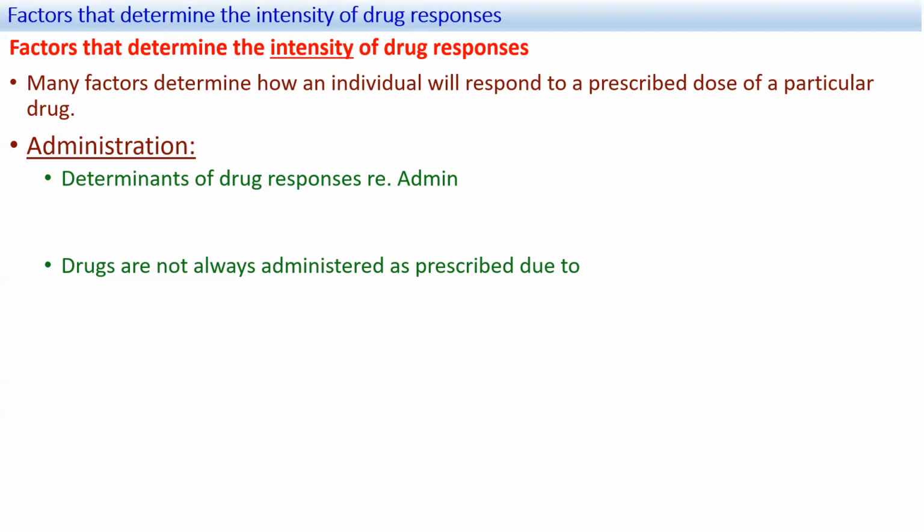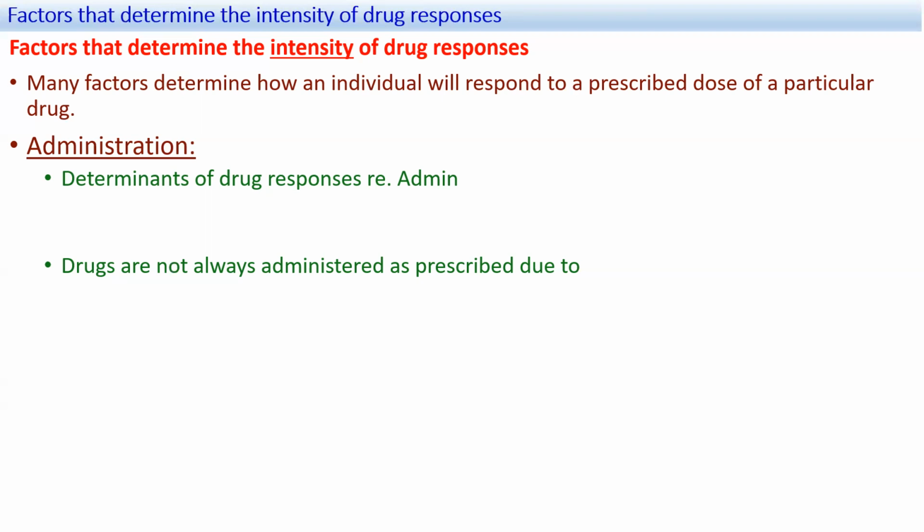So the determinants of drug responses in regard to administration: the dosage of the drug, the dose size, and the route of the drug, how it's given. Is it given PO orally, intravenously IV, sub-Q, intradermally, intrathecal, like directly through the spinal cord? There are too many routes of administration of these drugs. And then timing of the administration.